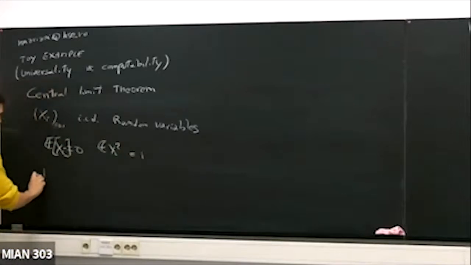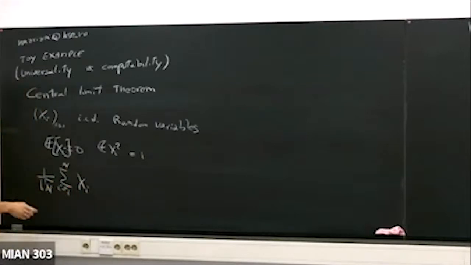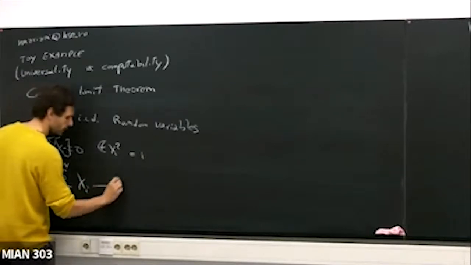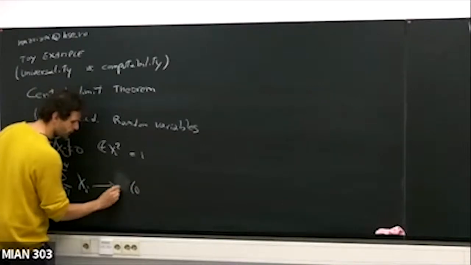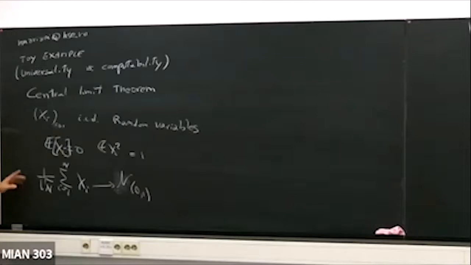Then you know that if you take the limit of the sum of these random variables, this converges in law to a normal Gaussian random variable. Of course, there are many proofs of this result, but I just want to make a very simple example of what I mean by universality and computability.